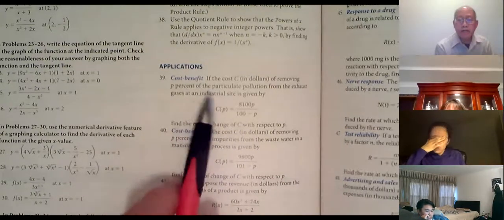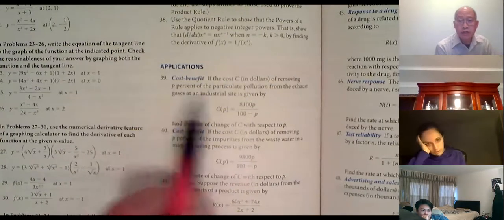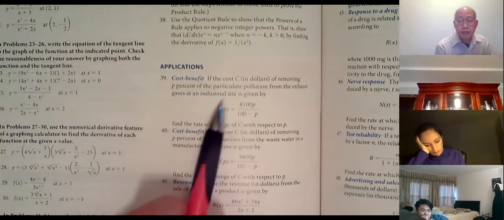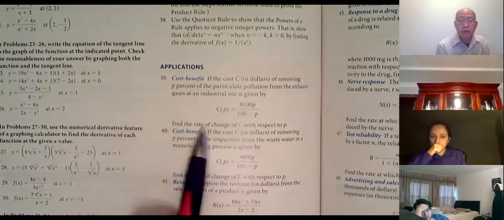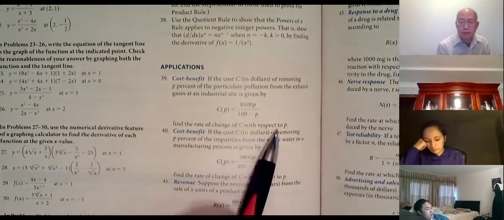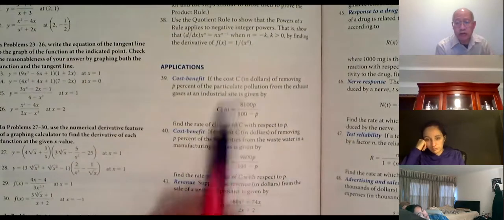Okay, so cost benefit, costs in dollars of removing P% is given by this formula, 8100P over 100 minus P. Find the rate of change of C with respect to P. Okay, that means take the derivative. And you should have the answer in the back of the book.